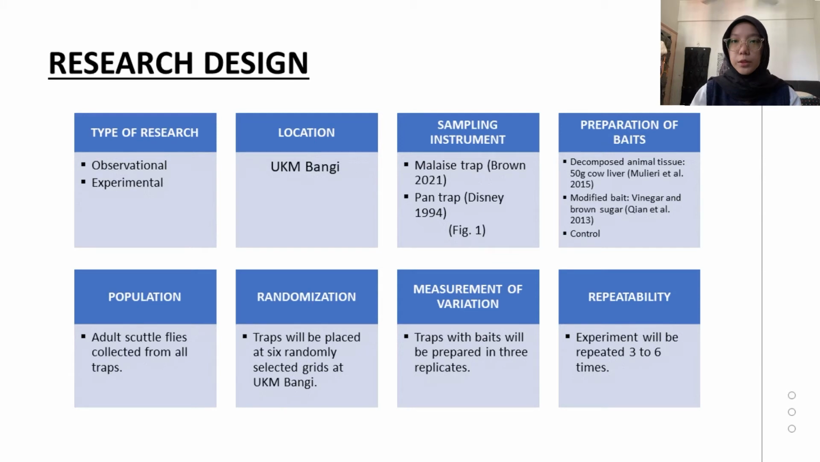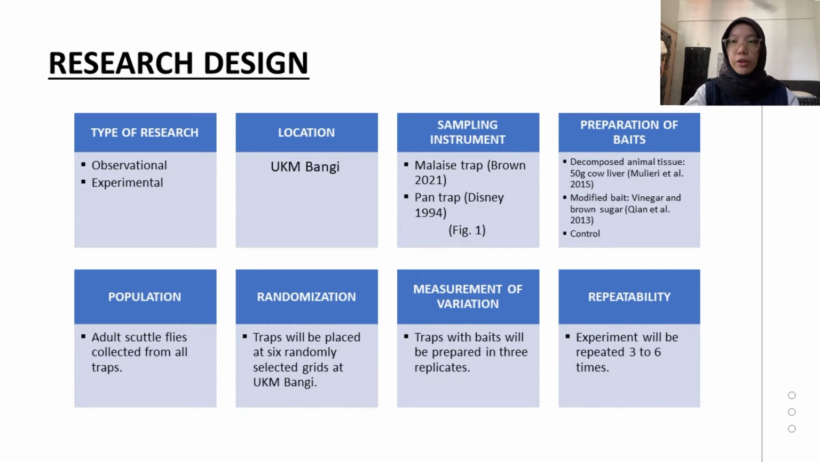Decomposed animal tissue will be prepared with 50 grams of cow liver, while modified bait will be prepared by mixing vinegar and brown sugar. The control group will only consist of traps without baits. The target population in this research is adult scuttleflies collected from all traps, and traps will be randomly placed at 6 selected grids at UKM Bangi.